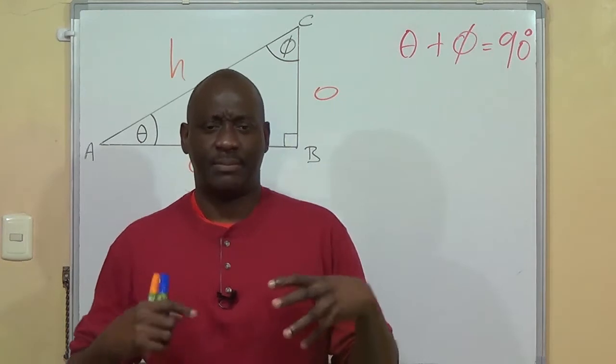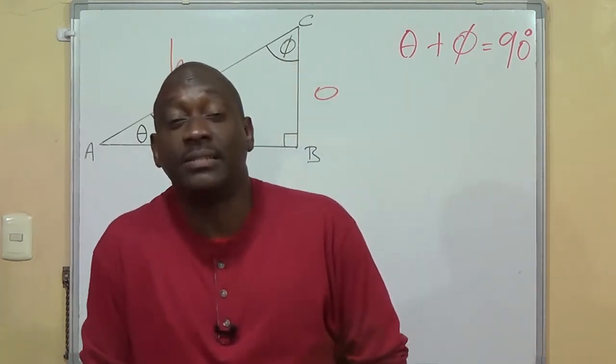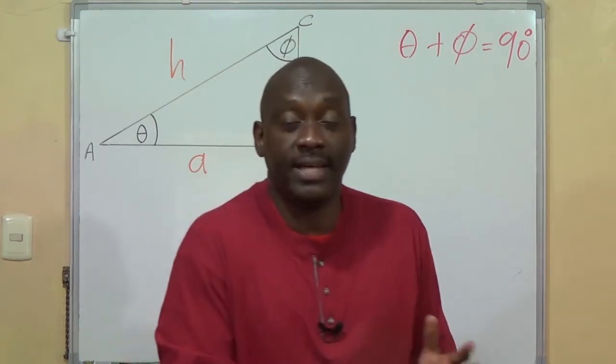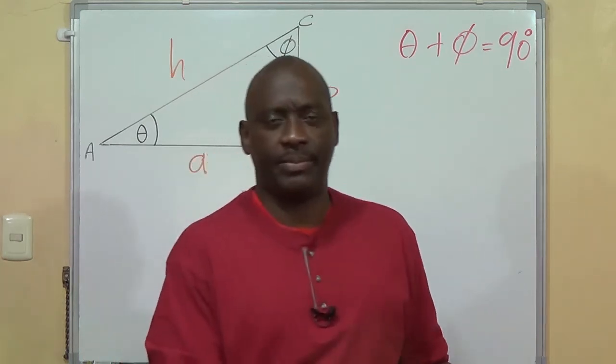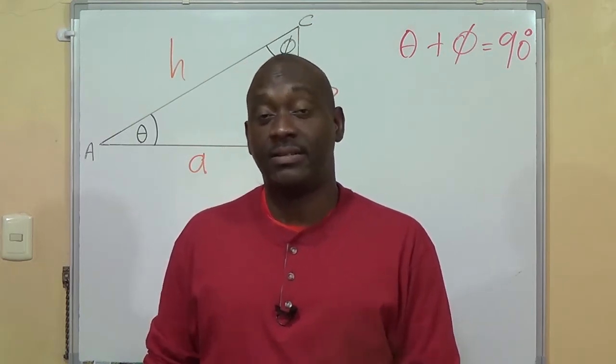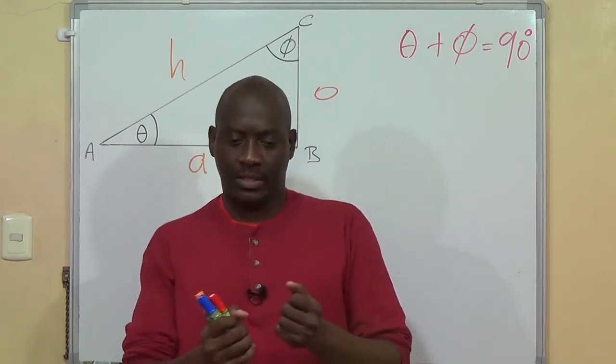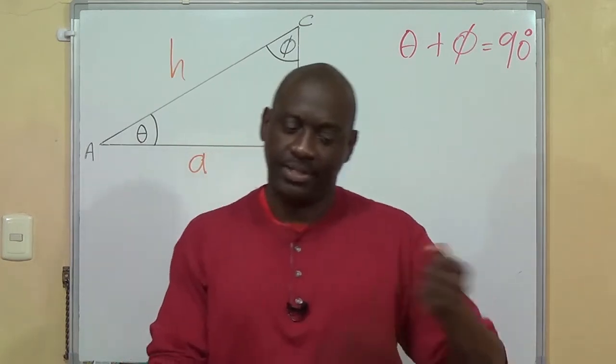It's about properties. It's about something that you come and meet there. You didn't create it, you didn't make it. You just notice that all the right angle triangles have these particular properties. So in the same way, we have the Pythagoras theorem, where the square of the hypotenuse is equal to the square of one side plus the square of the other side.